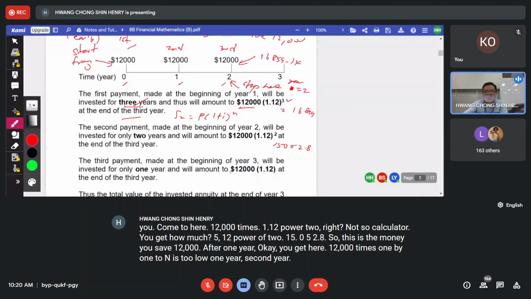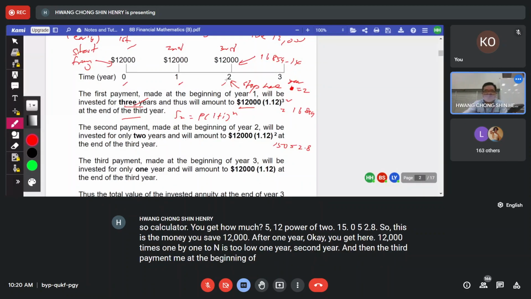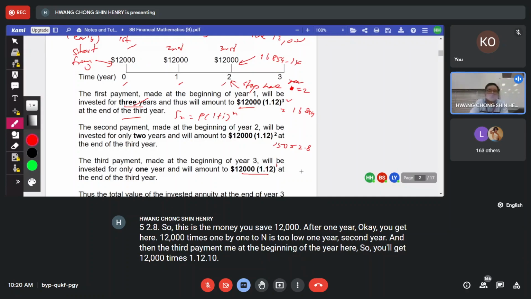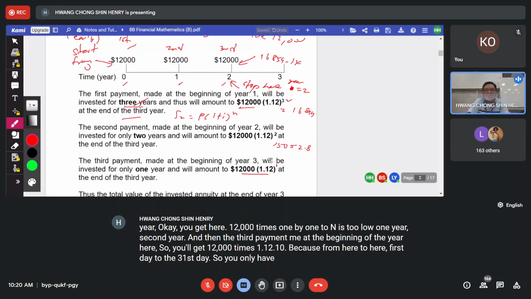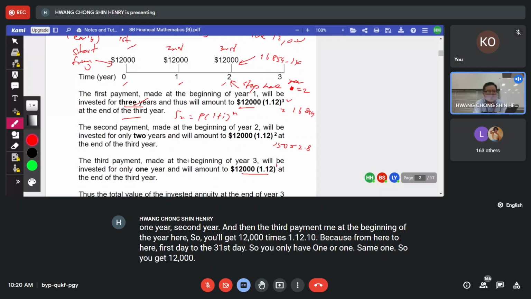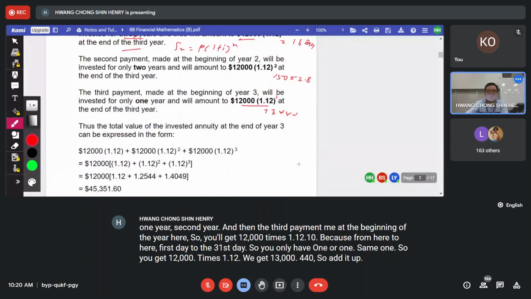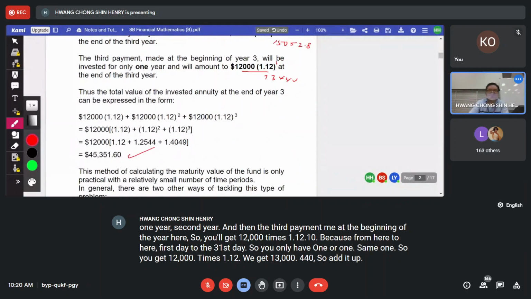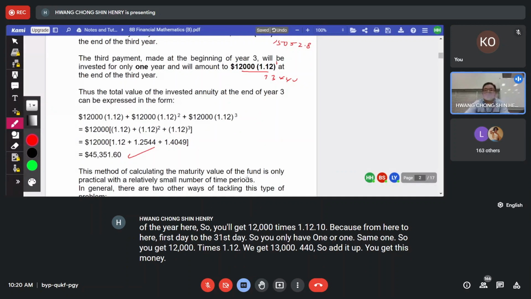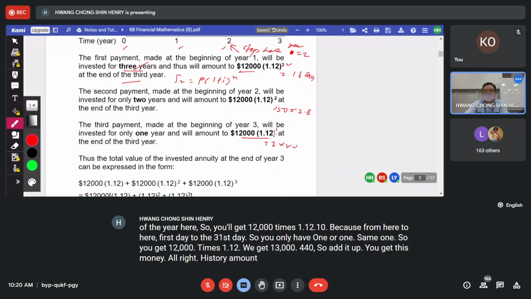And then the third payment is made at the beginning of the third year here. So you get 12,000 times 1.12 to the power of 1, because from here to here, first day to the 31st day, you only have power 1, same month. So you get 12,000 times 1.12, which is 13,440. So add it up. You get this money. All right, these 3 amounts you add up, you get this.